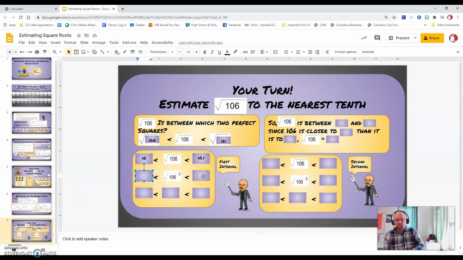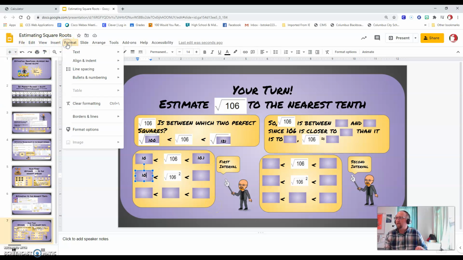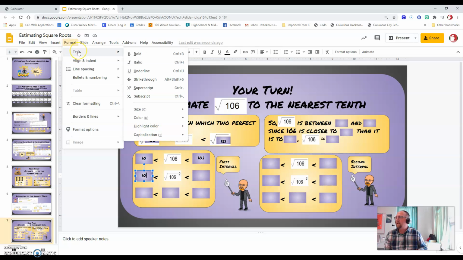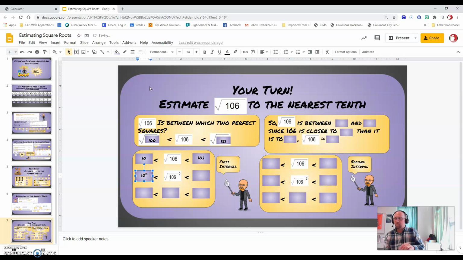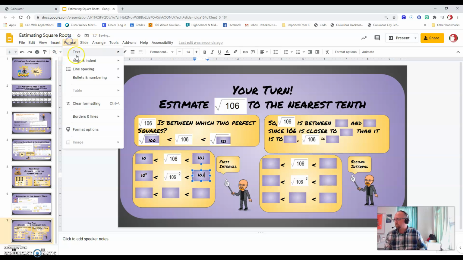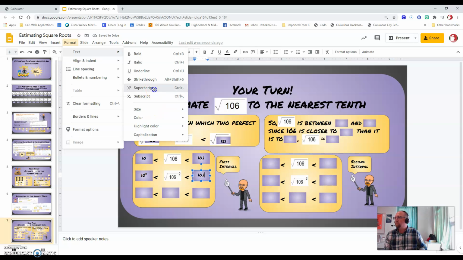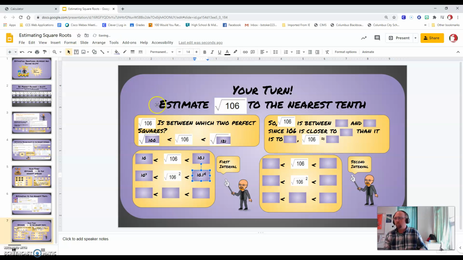Now, just like on this example, the next thing I'm going to do is square everything. So I'm going to do 10 squared. A lot of people want to know, wait a second, how do you get the little exponent next to the number? I'm going to show you. I typed in my 10, and you can click Format, Text, let's go here to Superscript. And that'll raise that to squared. And then this one will be 10.1. And again, I'll square it, the superscript of 2.